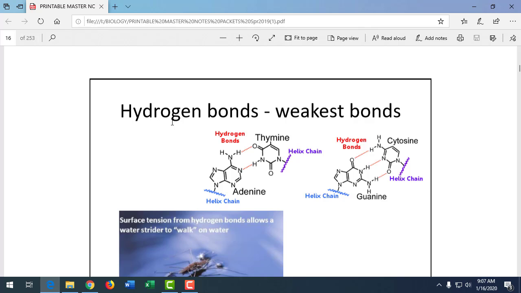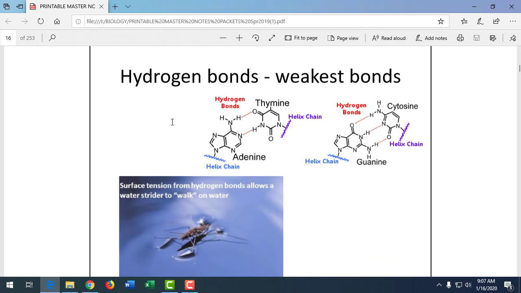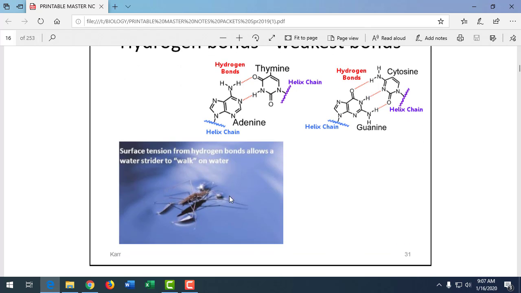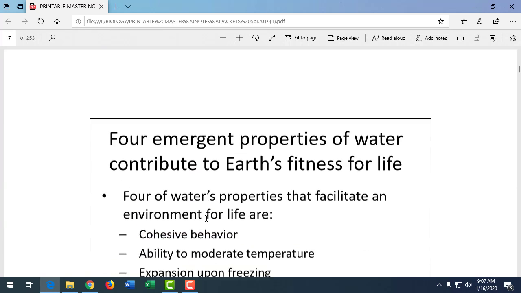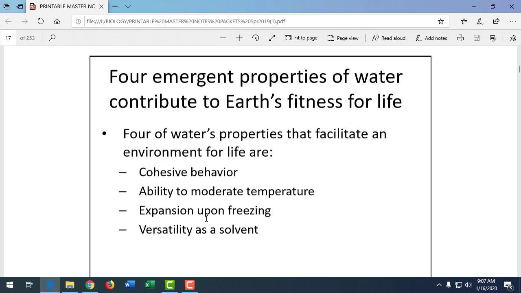Okay, so like we said, hydrogen bonds are the weakest bonds, and they form between water molecules. And that allows that little water strider to zip along on the surface. So water is polar. We already talked about that. So what are some other features of water? Spending a lot of time on water, right? Pretty boring, right? But it's not, because water is hugely important to our environment.